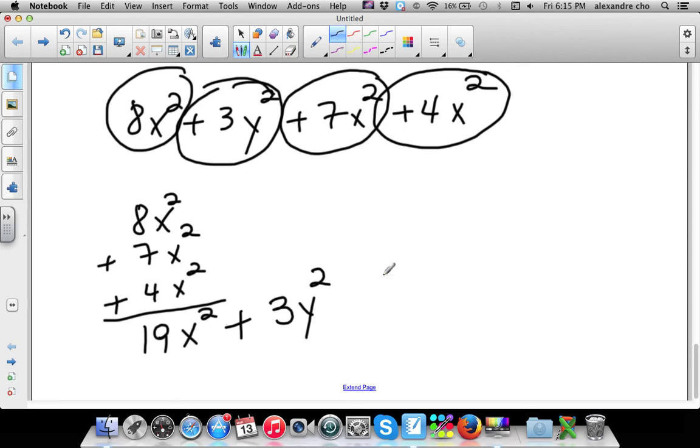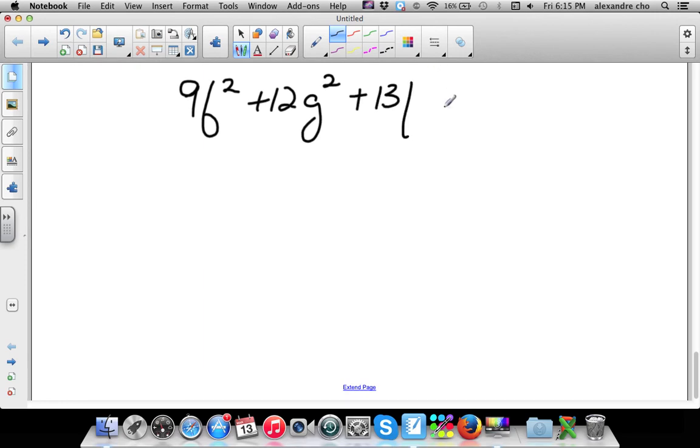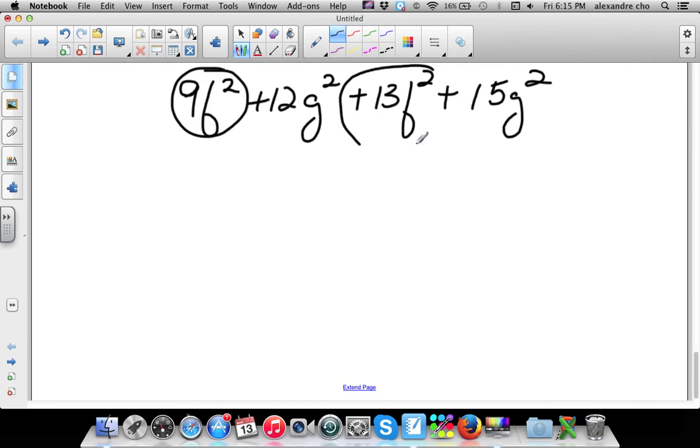The one on the side, do I have a little room? Yeah, okay. So we have 9f squared plus 12g squared plus 13f squared plus 15g squared. In common or like terms, we have this guy over here along with the plus 13f, and then we have 12g squared along with the plus 15g squared.